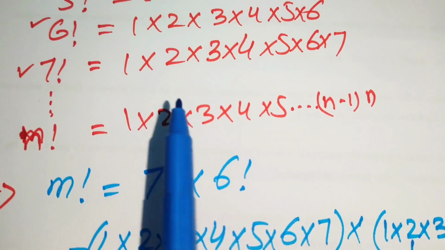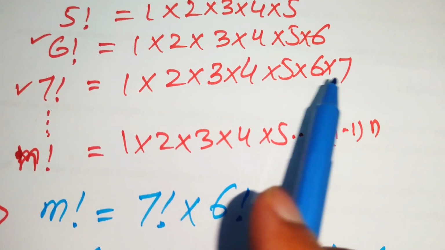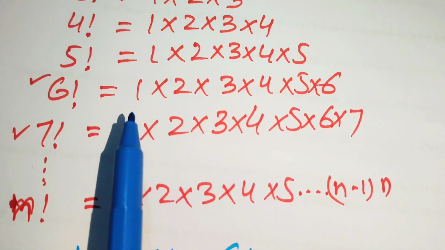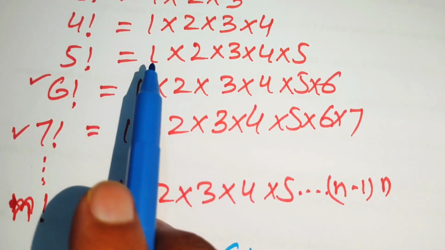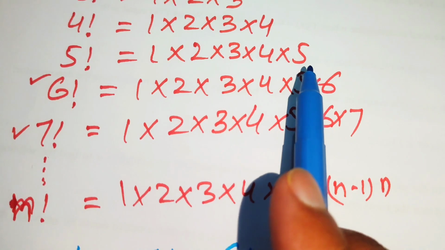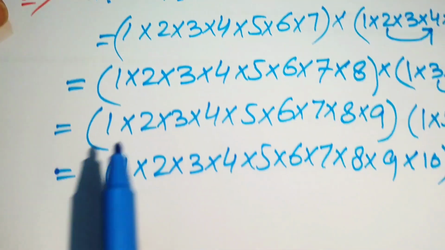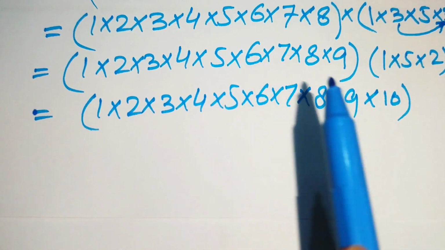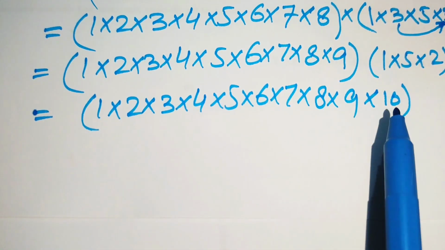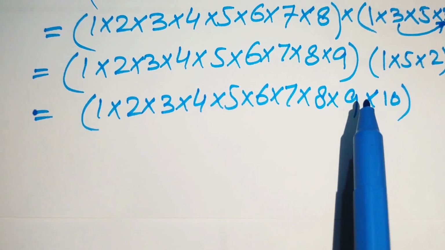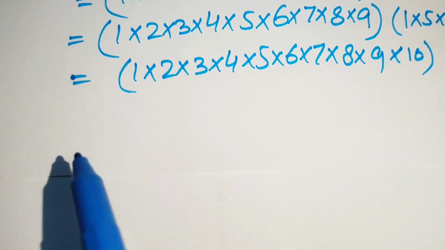So here you see that if we multiply 1 up to the 7 times, it is equal to 7 factorial. When we multiply 1 up to 6 times, it will be equal to 6 factorial. And when we multiply 1 up to 5 times, we just get 5 factorial. So in this case we just multiply the terms 1 up to 10. So this will be written as 10 factorial.